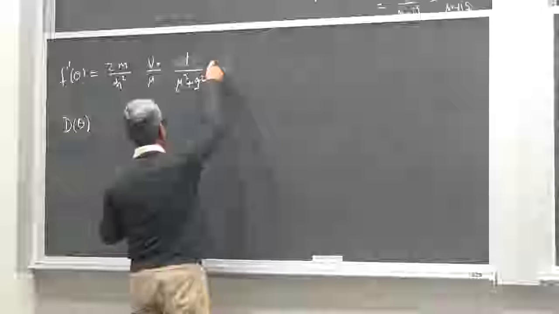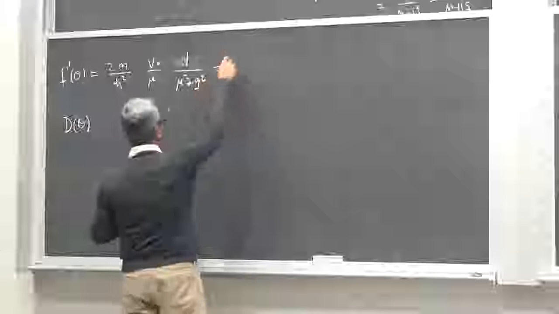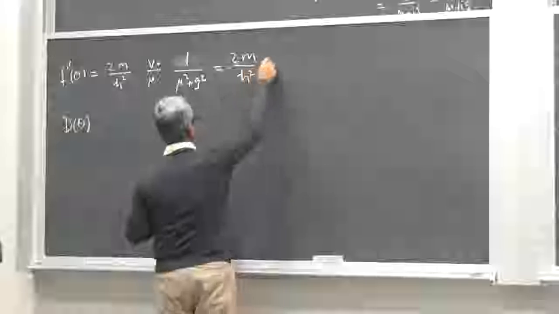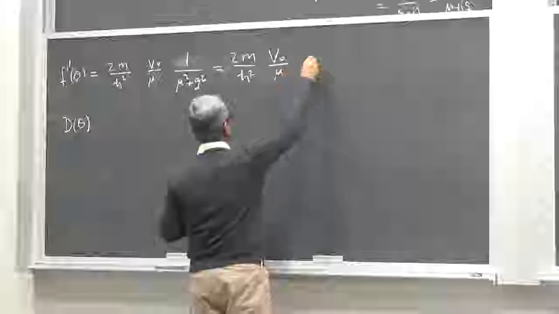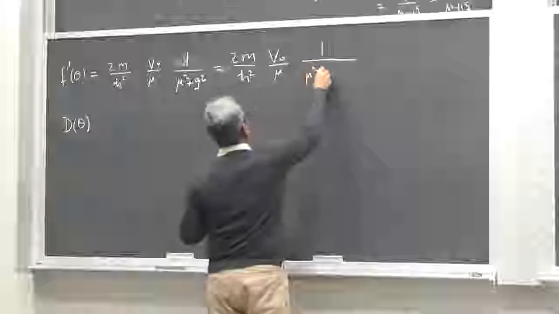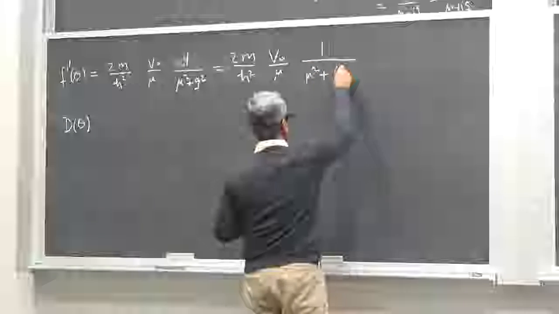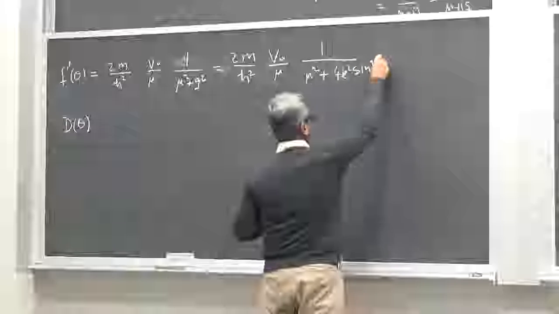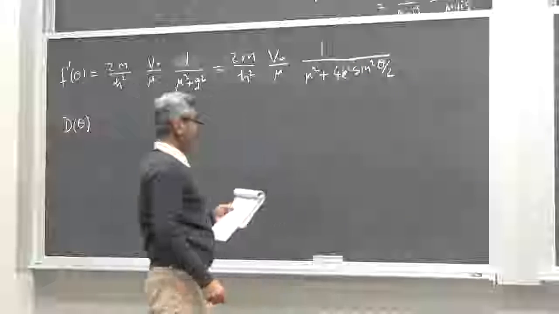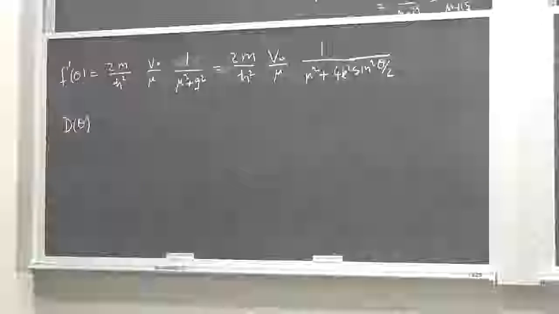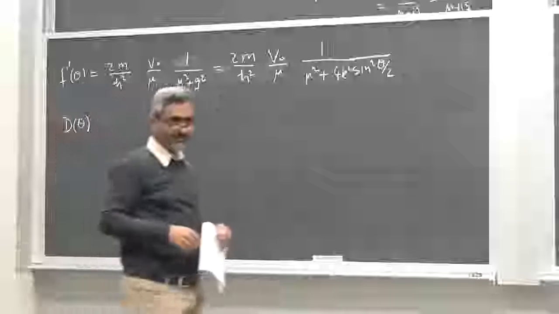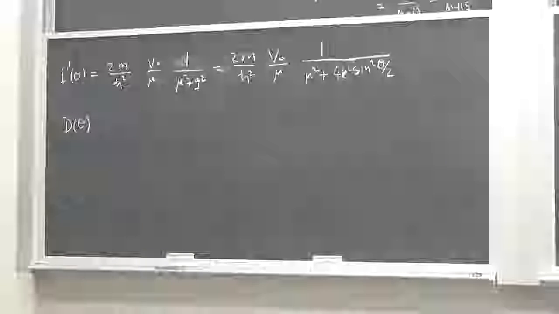By the way, if you want to bring this into a theta form in particular, you can write that as v naught over mu, 1 over mu squared plus 4k squared sine squared theta over 2. Is it looking like something that you've already seen? Do you remember the Rutherford formula? You probably don't.